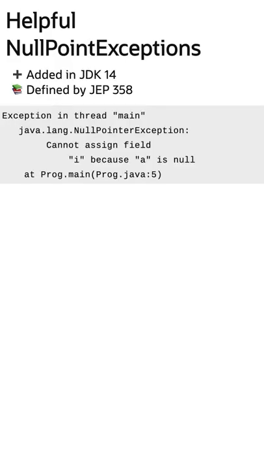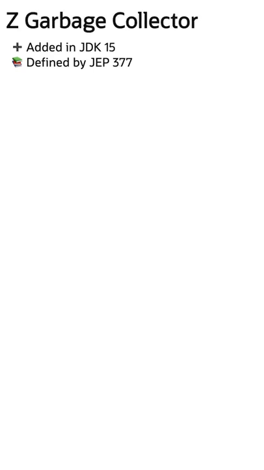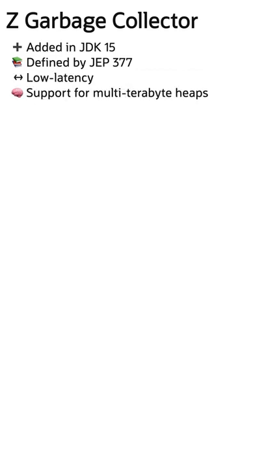With JDK 14, JEP 358 added helpful NullPointerExceptions, which precisely describe which variable was null. In JDK 15, JEP 377 designated ZGC as a product feature. ZGC focuses on low latency and can scale to multi-terabyte heaps.